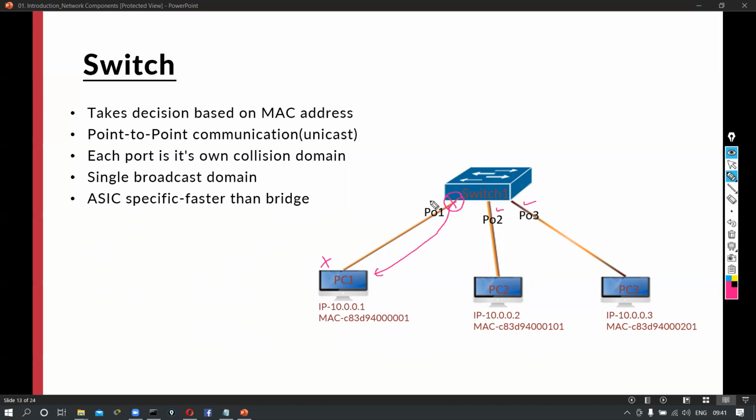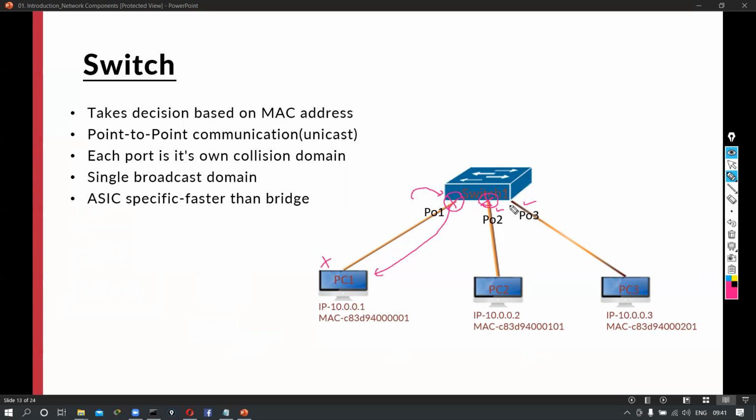That means here, every port is a separate collision domain. If a collision happens on this port, only that port is disturbed, not the remaining ports. Clear now? That means however many ports there are, that many collision domains there will be. The collision domain is confined to that port only. It will not disturb the remaining ports.